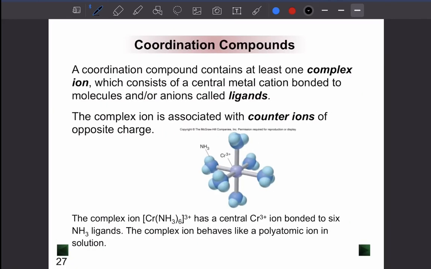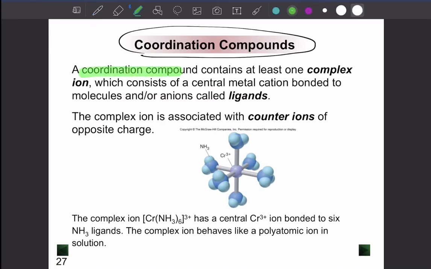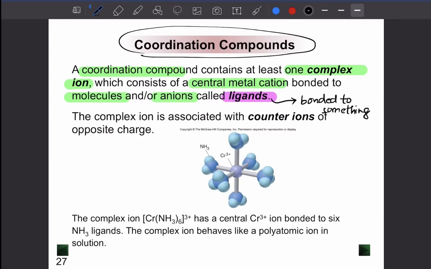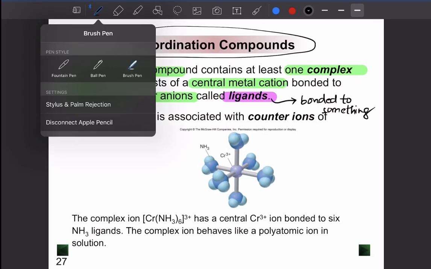Now let's come to the main topic in this chapter, coordination compounds. What is a coordination compound? A coordination compound is something that contains one complex ion, which generally consists of a metal cation bonded to molecules or anions. And these molecules are called ligands. So whenever you see a ligand, it generally is bonded to something. So that's what we call a general ligand.